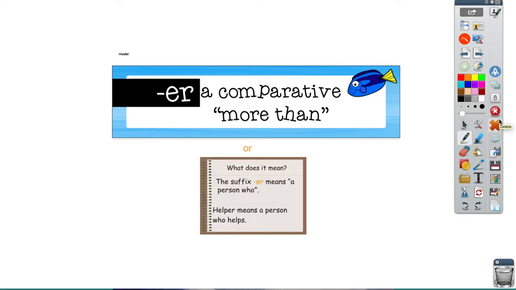You guys know that. We added ER to adverbs and adjectives last week in order to compare. But I do want you to know that ER at the end of a word can also mean a person who. So for example, helper. Help has a suffix ER at the end, which means a person who helps. So there's two ways that we can look at suffix ER. The first way you're very familiar with, comparing two things. And the second thing you just have to remember, it could describe a person who is something or does something.